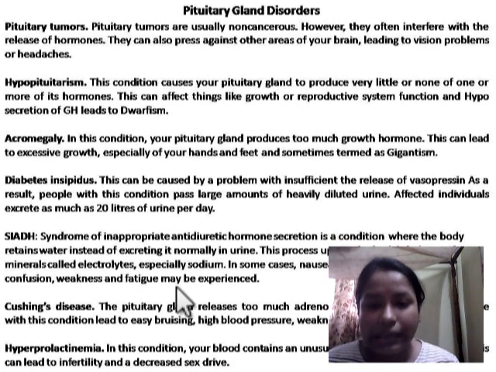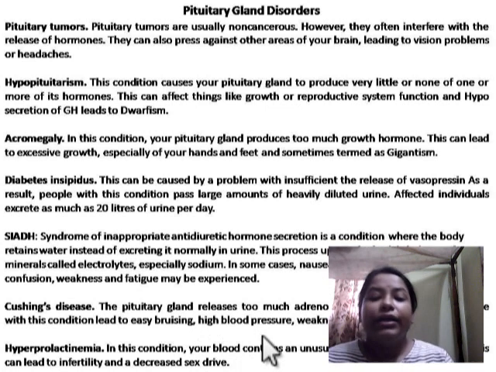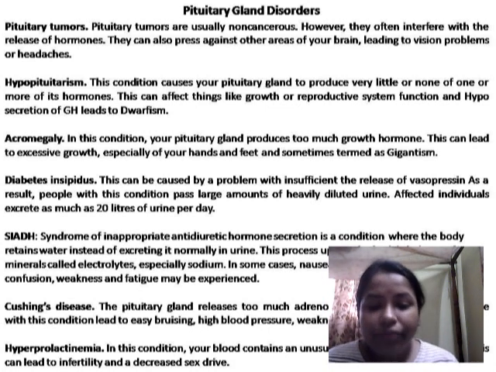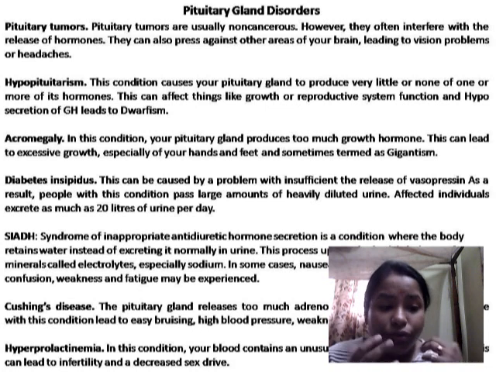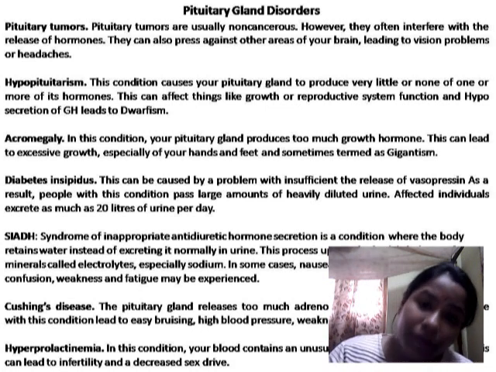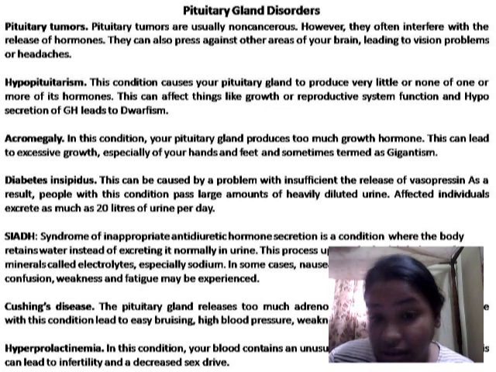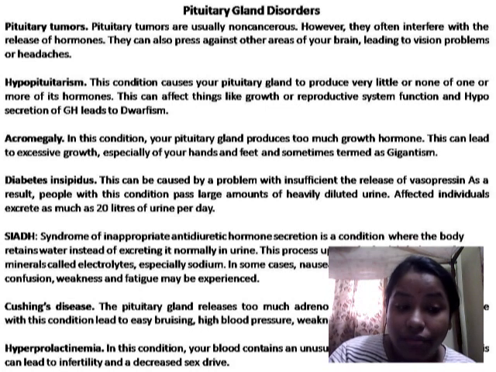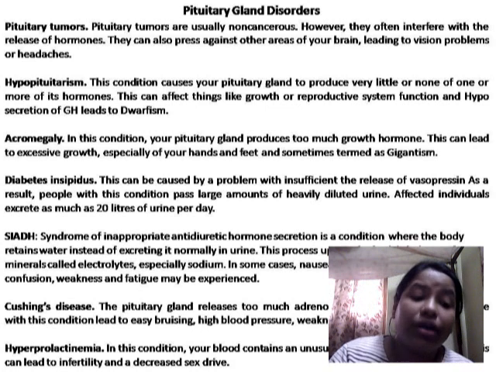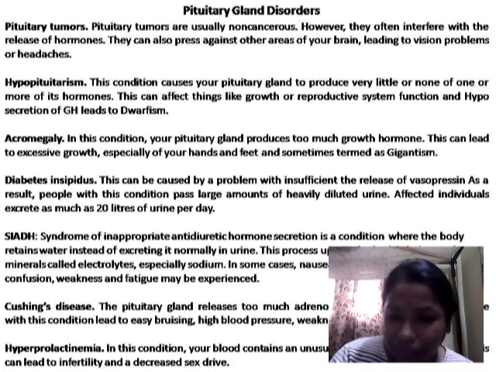The next one is Cushing's disease. It is a condition that leads to easy bruising, high blood pressure, weakness, and so on, when the pituitary gland releases an extra amount of adrenocorticotropic hormone, and it causes this Cushing's disease with high blood pressure, weakness, weight gain, etc.